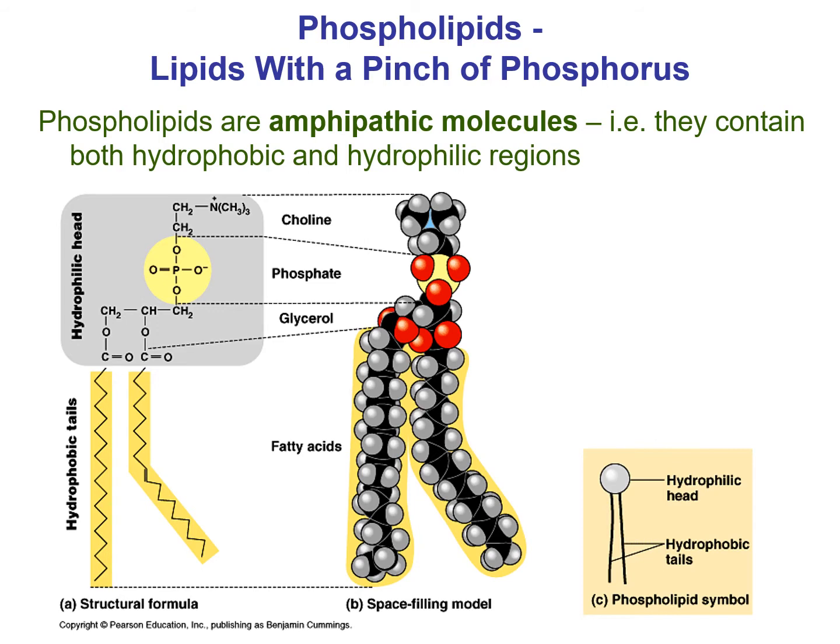Okay, so again, we have a typical phospholipid here. It's got a hydrophilic head, which contains a choline and a phosphate, and then an uncharged glycerol. And then we have hydrophobic fatty acids attached to that. Note that the fatty acids can contain double bonds. And remember, when we have a double bond, that fatty acid is said to be unsaturated, and it causes the chain of carbons to kink slightly.